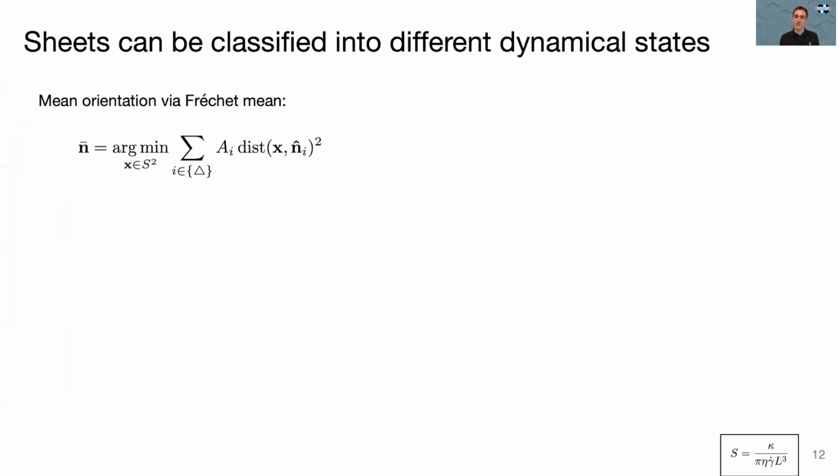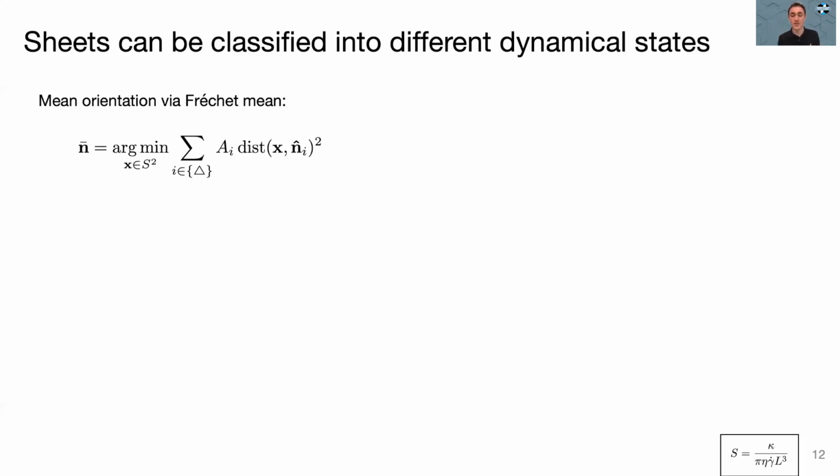One can quantify this behavior by looking at the mean orientation over time. So to do this, we calculated something known as the Frechet mean, which is defined as the orientation that minimizes the distance on the unit sphere to all of the little unit normals across the surface of the sheet. So this is a nice way to average all of the little individual orientations across the sheet.